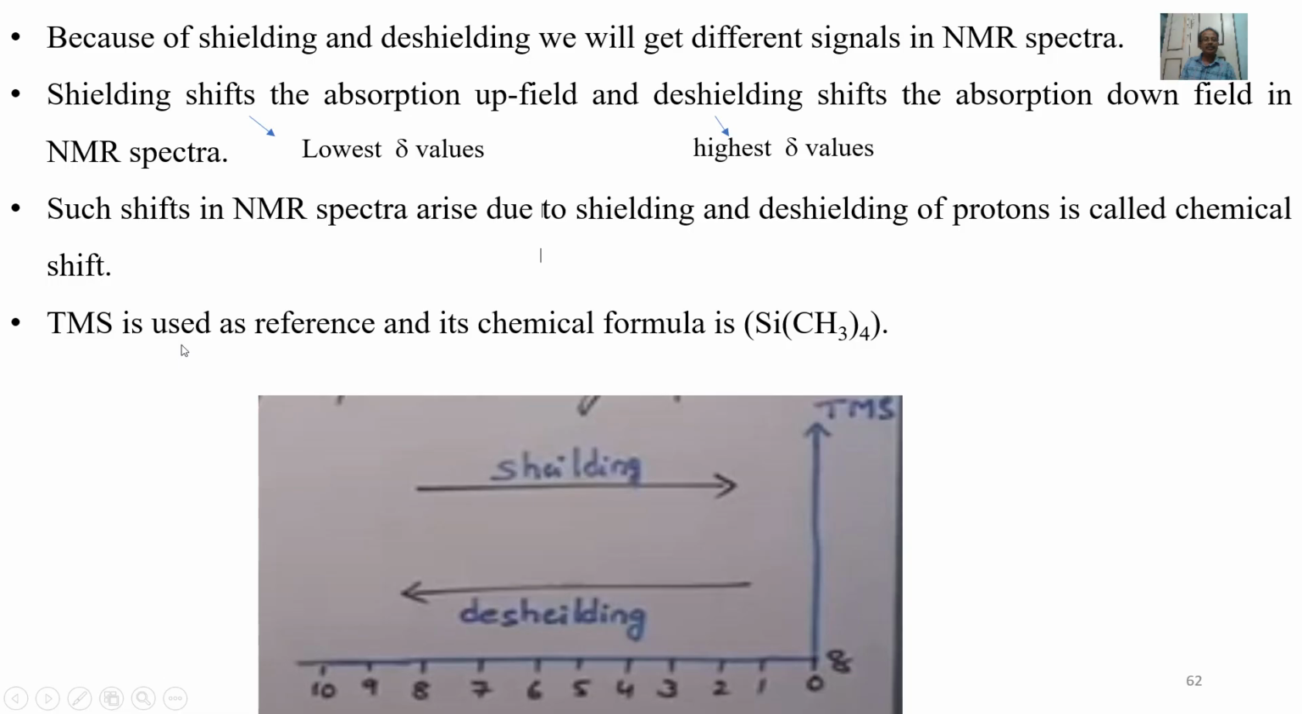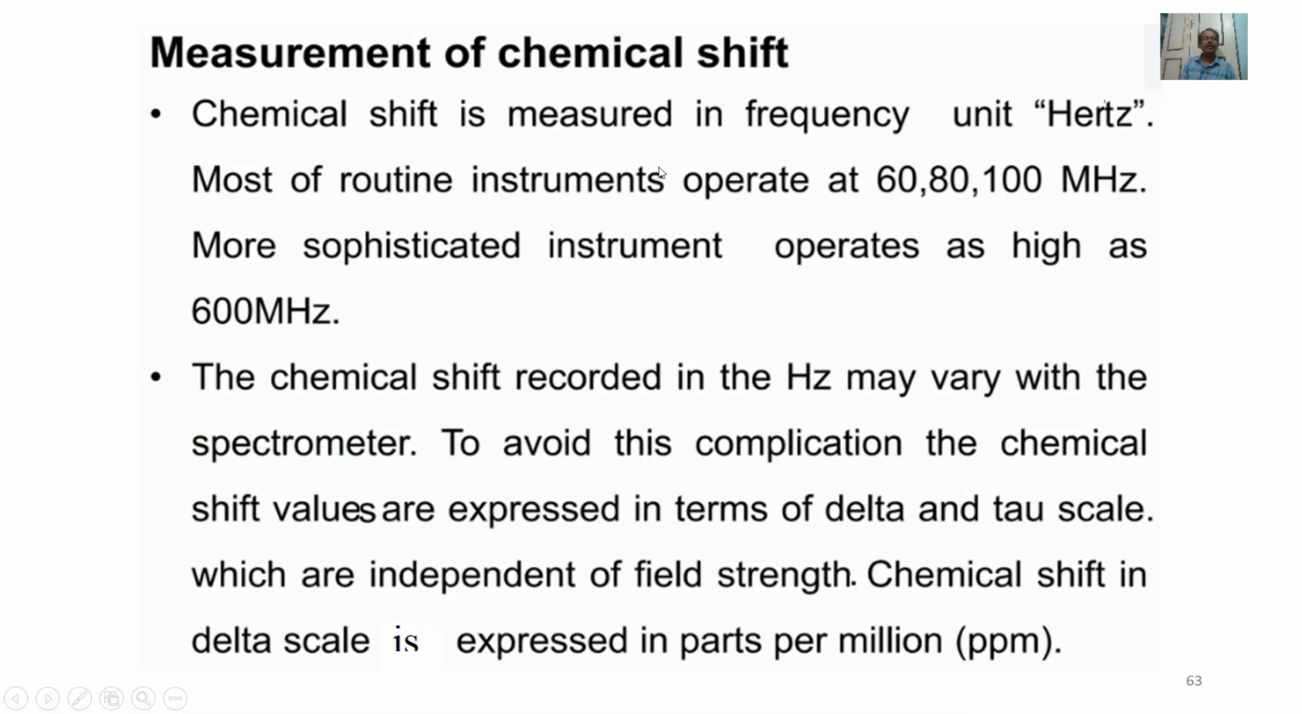TMS is used as a reference and its chemical formula is Si(CH3)4. Measurement of chemical shift: chemical shift is measured in frequency units called hertz. Most of the routine instruments operate at 60, 80, 100 MHz. More sophisticated instruments operate as high as 600 MHz.